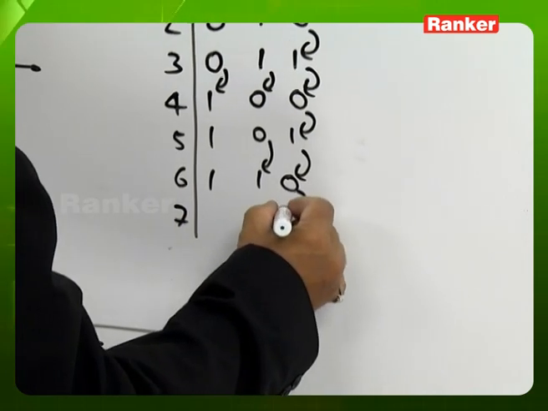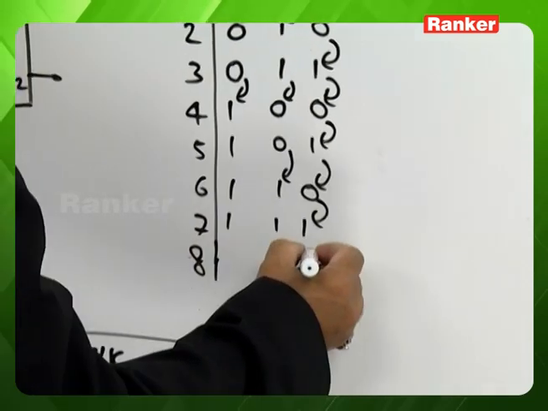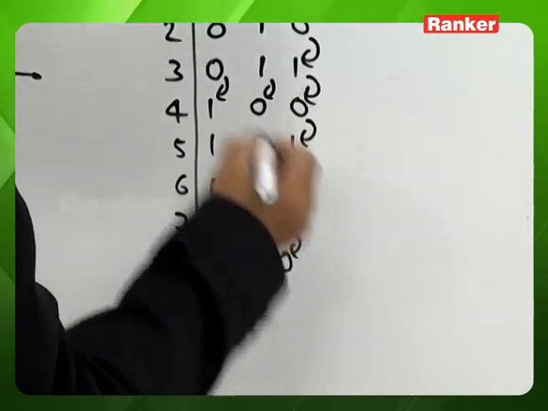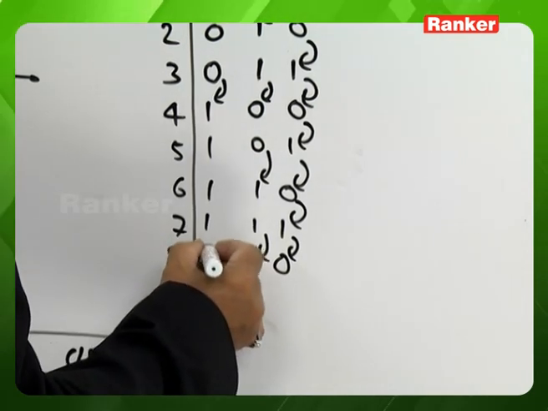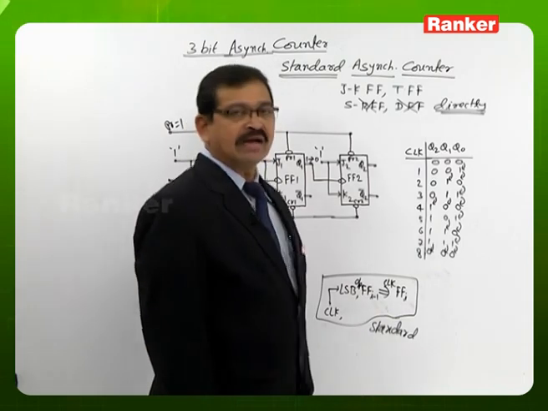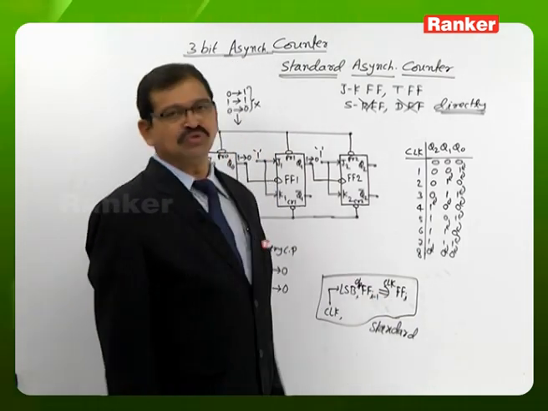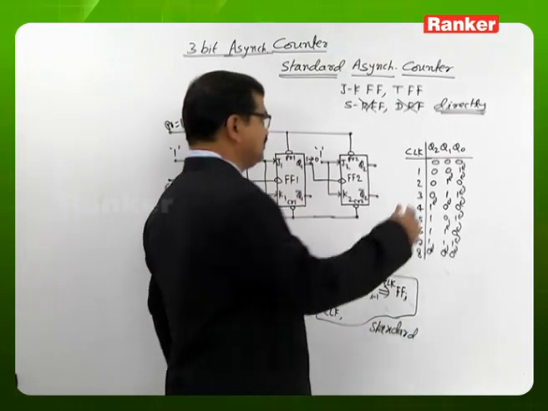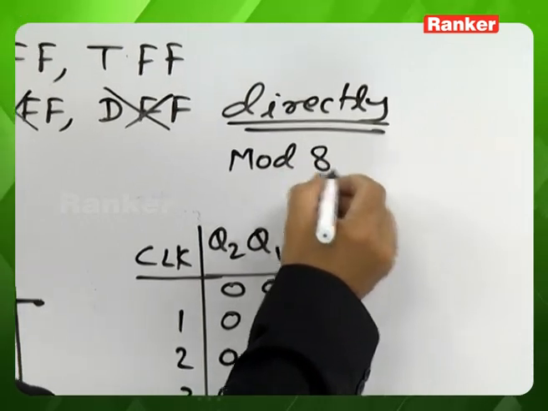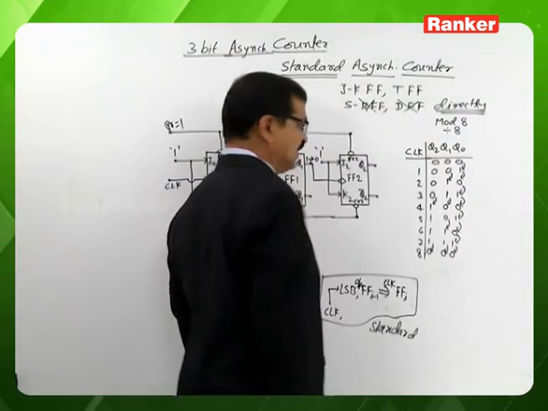After the 7th clock pulse, all the flip-flops have the value 1. On the 8th clock pulse, Q0 is changing 1 to 0, which is a clock to flip-flop 1. It is changing 1 to 0. That is the clock to flip-flop 2, so it is changing 1 to 0. The circuit is back to its initial state after 8 clock pulses. Hence, we name this circuit a mod 8 asynchronous counter, or divide by 8 asynchronous counter.